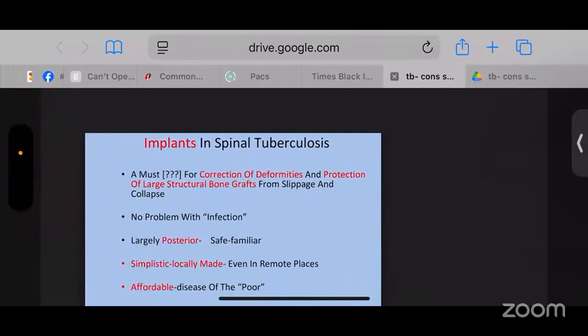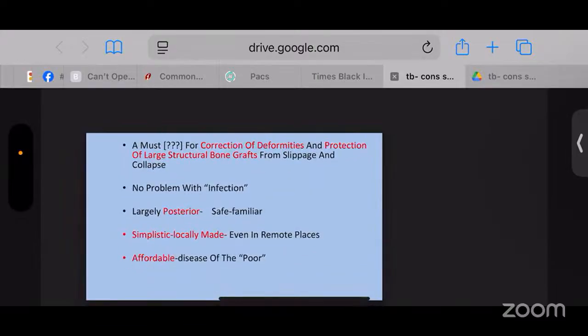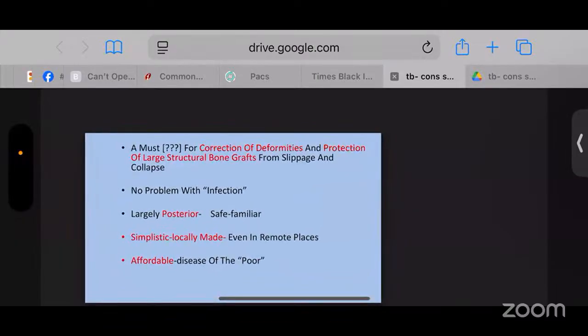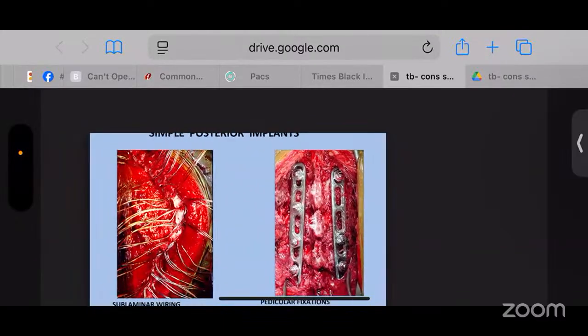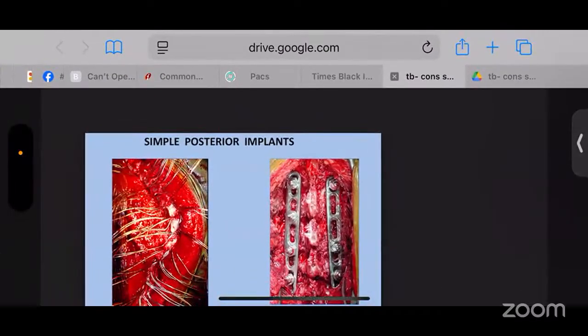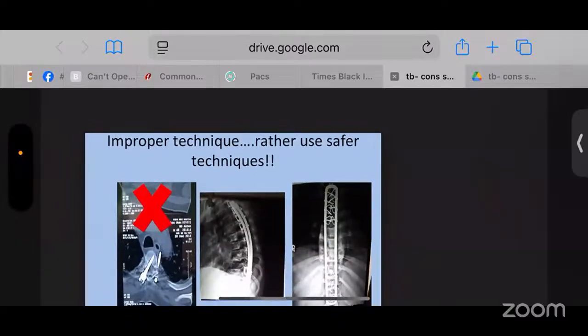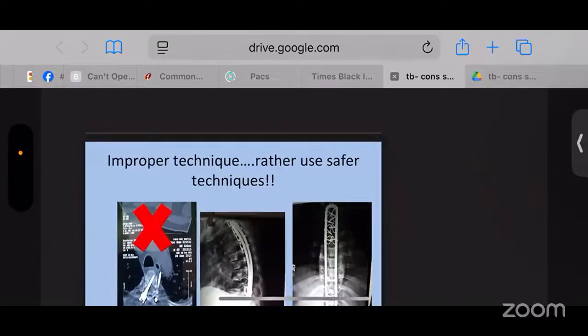Another thing is implantation. Unless we are doing only a posterior laminectomy, whenever we are touching the facets, whenever we are doing corpectomy, it has to be supplemented with instruments. That's a must. And instruments in tuberculosis or infection are not a contraindication, because these mycobacterial films are not seen on titanium implants. So very well we can put implants. It can be simple, very cheap implants, like sublaminar wire and Hartshill in the past, or it can be pedicle screws. But remember, the technique has to be proper.